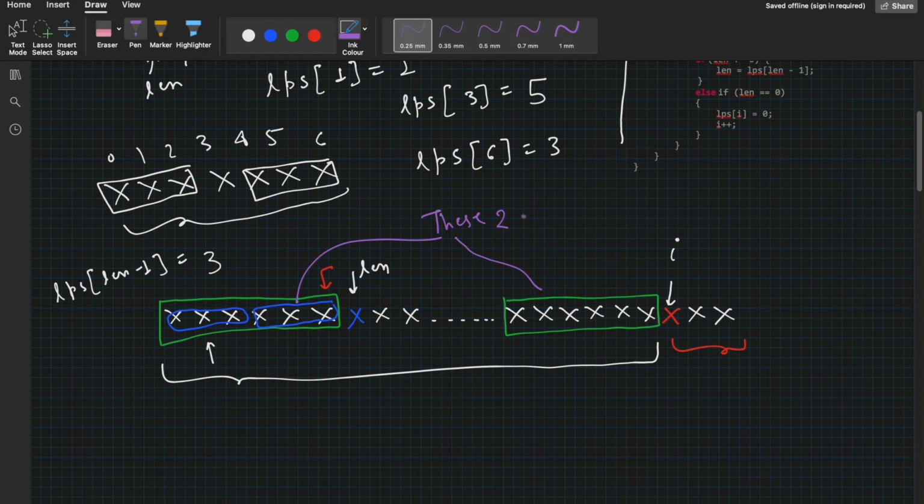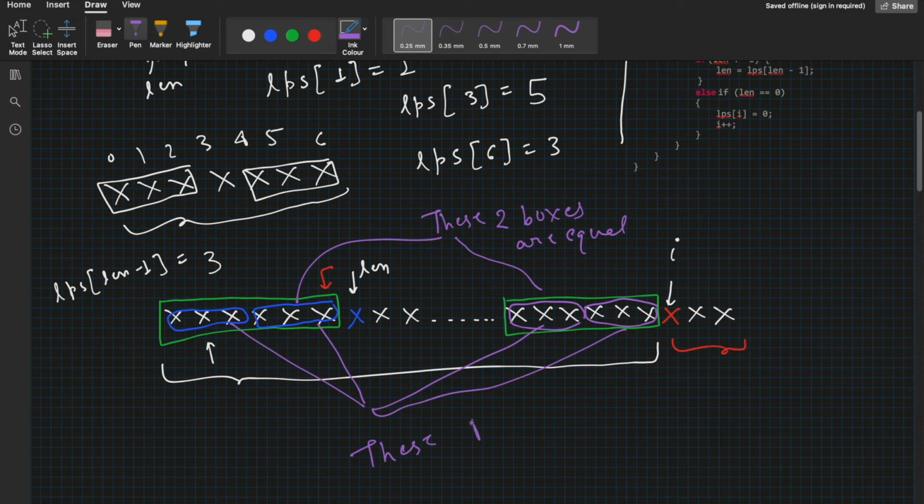So let me just write: these two boxes are equal. Now if they are equal, what does that mean? It means the content inside them is equal, right? So this thing is equal to this. What that means is the property holds. So the first 3 characters here also match with the last 3 characters. This makes sense. So, conclusion: all these 4 boxes match, right? So these 4 boxes are equal.